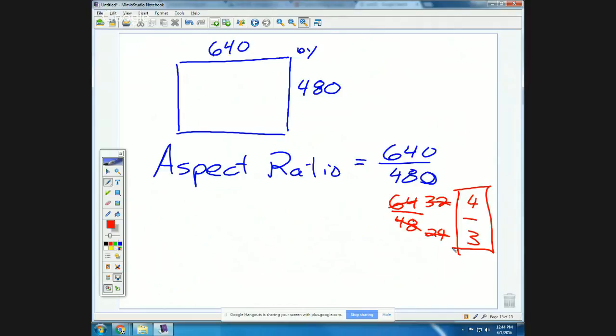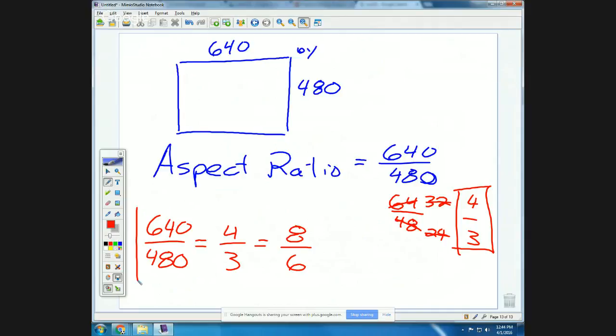Yeah, so there's lots of different versions. An aspect ratio of 640 by 480 is the same as an aspect ratio of 4 to 3. It's the same as an aspect ratio of, like Brady said, 8 to 6. They're all equal. Whenever I make two fractions equal, what's that called? Starts with a P. Proportion, yeah, that's a proportion.